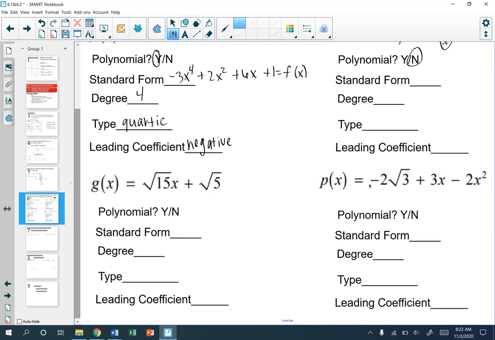And then these, let's just look if it is or is not a polynomial. I think we know how to do the standard form, degree, and type. So is square root of 15 a real number? Yes, it is. And this is just to the first degree. So yes, this is a polynomial. And let's take a look. Is square root of 3 a real number? It is real. It's just irrational, but it's still a real number. And all my exponents are whole numbers. So yes, that is a polynomial.